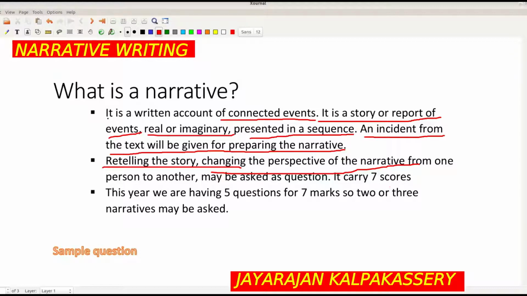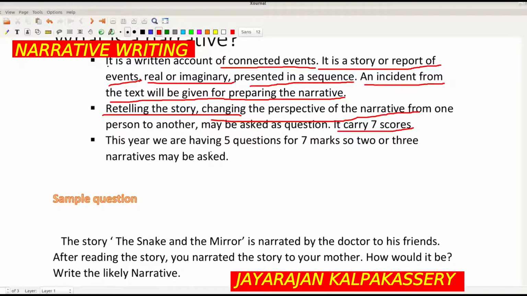It may be asked, and it carries 7 scores. Beware, this year we are having 5 questions for 7 marks. Hope you have identified the pattern of the question paper. There will be 5 questions. If you can write all 5, you can score 35 marks. And among those 5, there will be a maximum of 3 or a minimum of 2 narratives. So studying how to write narratives is very important for this SSLC 2021.